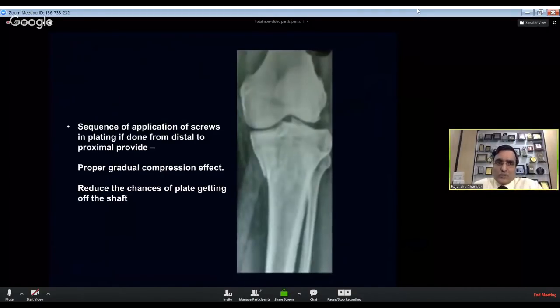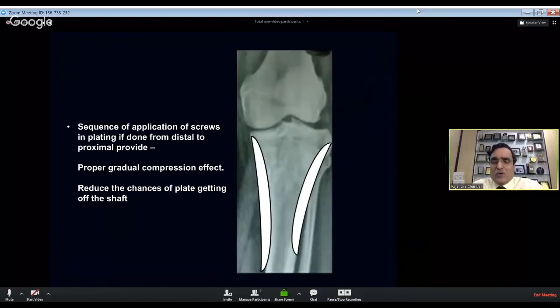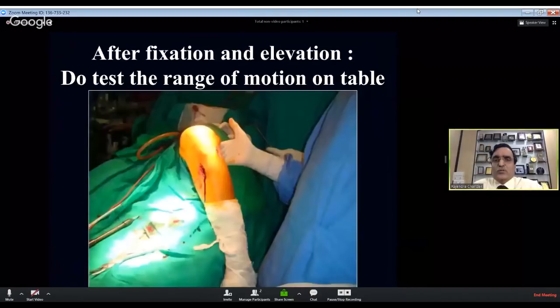Sequence of application of screws in plating: if the condylar width or intercondylar distance is increased, then a lot of splaying is there. Then we fix this screw, then on the other side put these screws, and this gradually brings the condylar width into position. So that is a principle we can utilize.